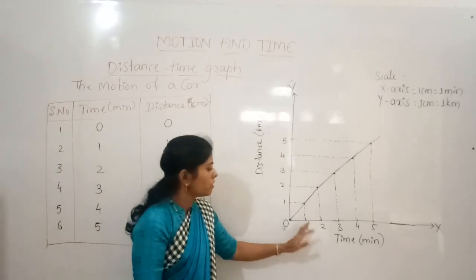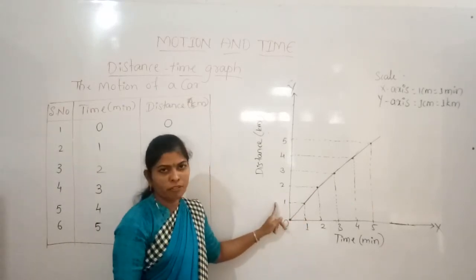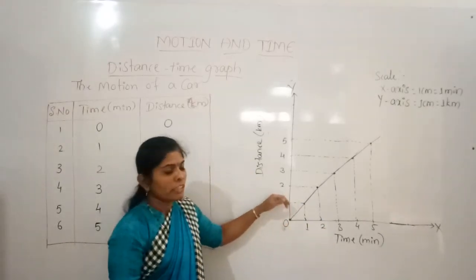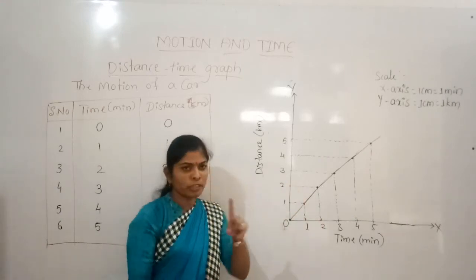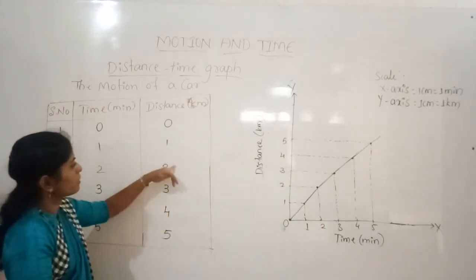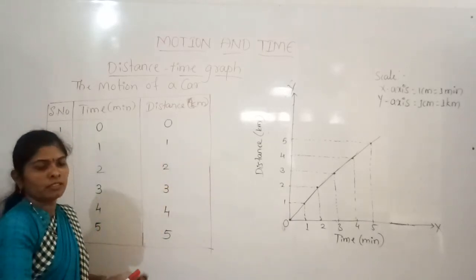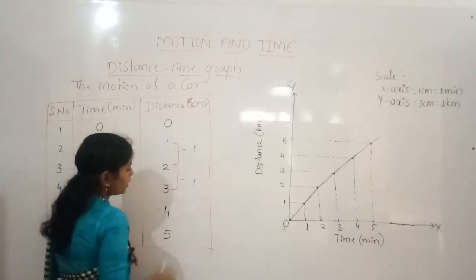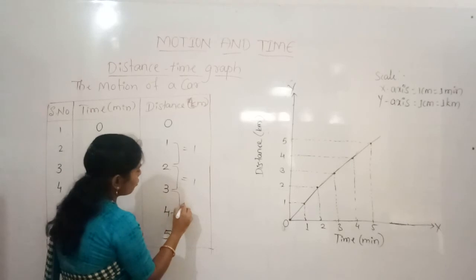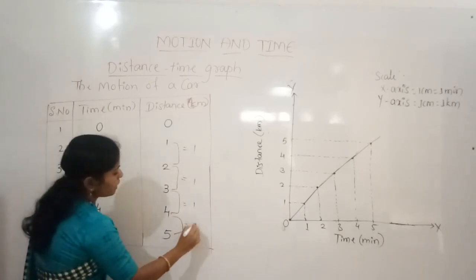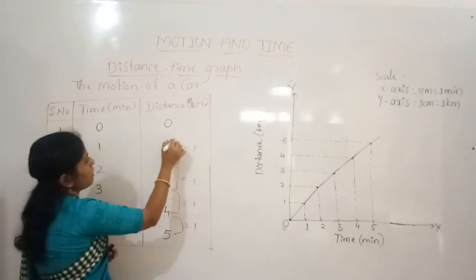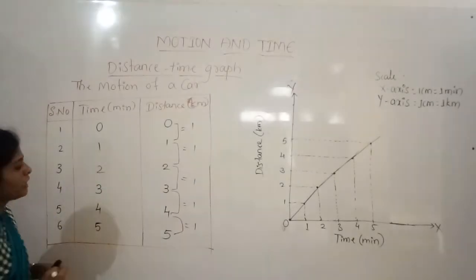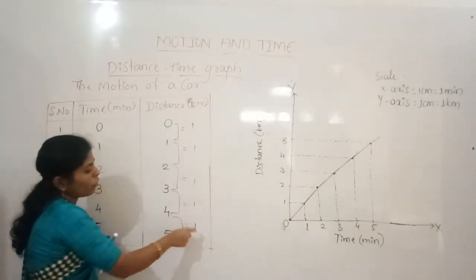Within 1 minute, 1 kilometer is covered. Then within 2 minutes, 2 kilometers are covered, which means after 1 minute, another 1 kilometer is covered in the next minute, right? Just you can subtract here. 2 minus 1 equal to 1, right? So here 2 minus 1 equal to 1, 3 minus 2 equal to 1, 4 minus 3 equal to 1, and 5 minus 4 equal to 1. It means it has covered the same, and here also 1 minus 0 equal to 1, right? So in each minute it has covered 1 kilometer distance.